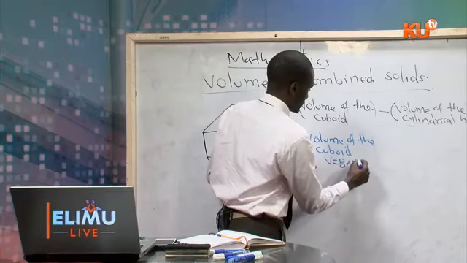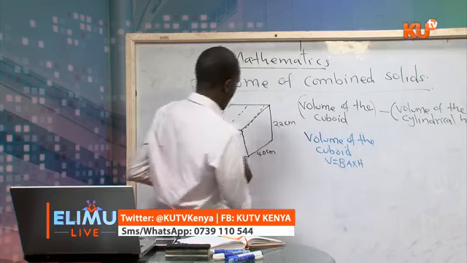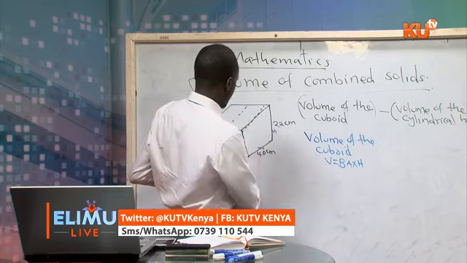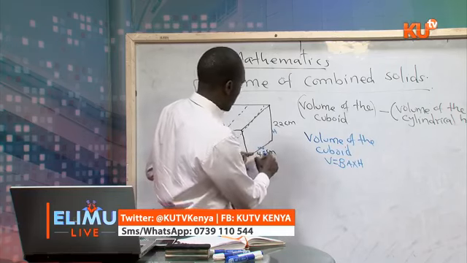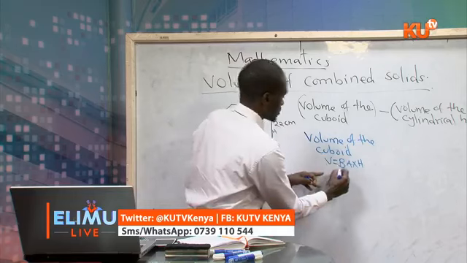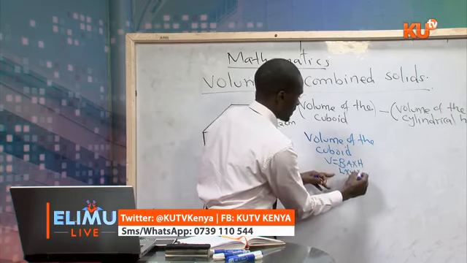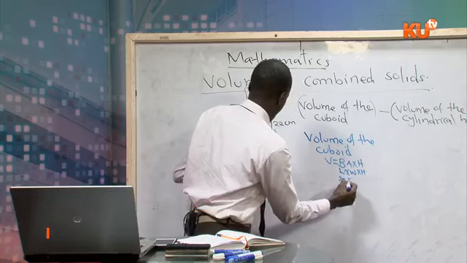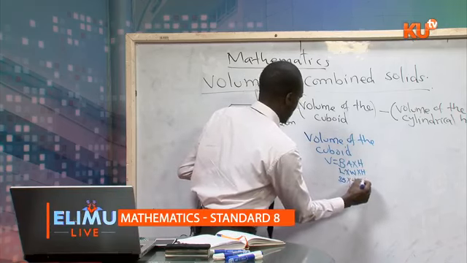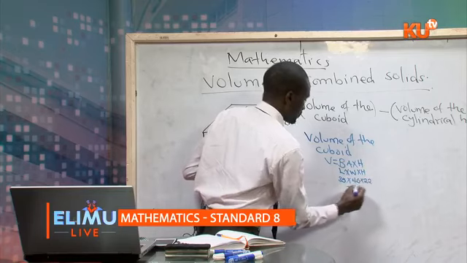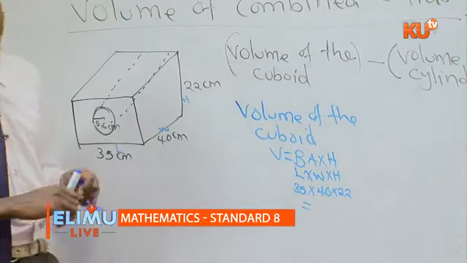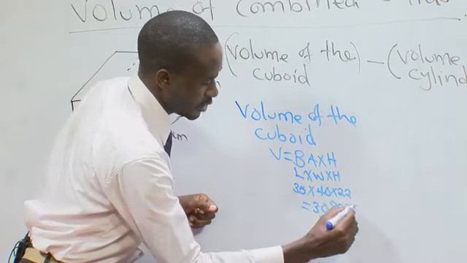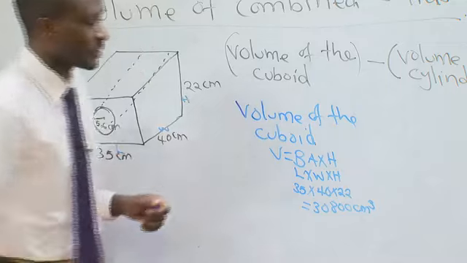base area times height. Now, the base area we as length, width, height. This length by width is the base area. So that's length by width by height. Length is 35, by width is 40, by height is 22. That one will give us 30,800 cubic centimeter.